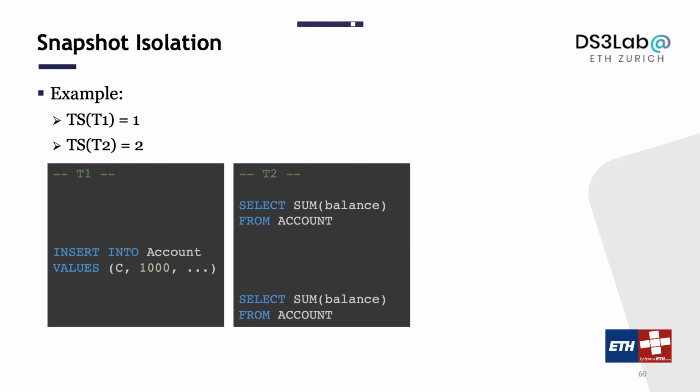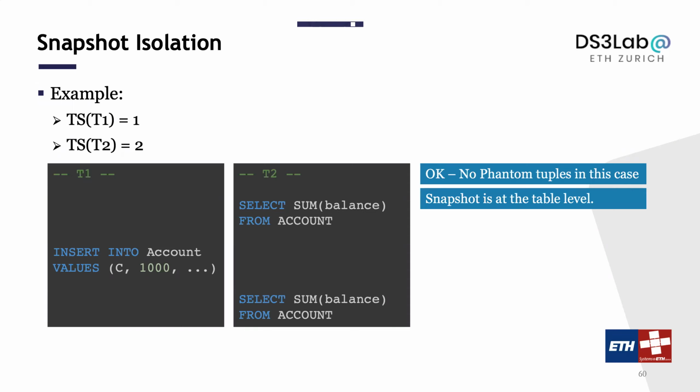So this is another example. T2 is doing some aggregation, then T1 inserts tuples, then T2 does another aggregation. This case is also interesting because there are no phantom tuples, because both of them work on their own snapshot, and the snapshot is at a table level. Whenever T2 starts, I'm going to have one snapshot of the whole table. Logically, physically, you keep different versions. T1 also has its own snapshot. They run in parallel. There are no phantom tuples. That's actually the beauty.